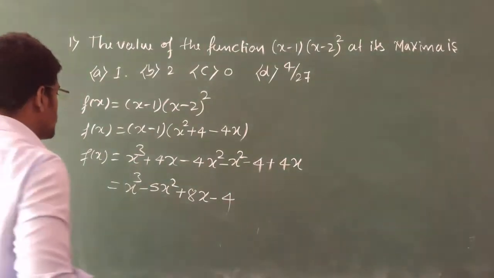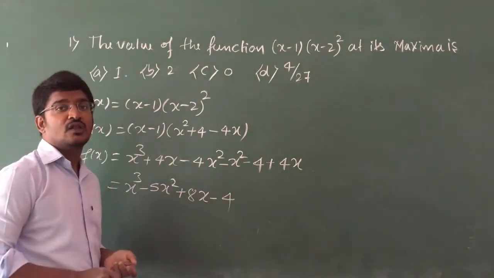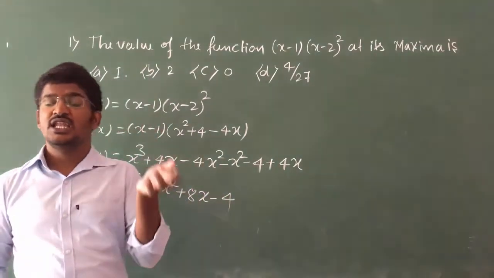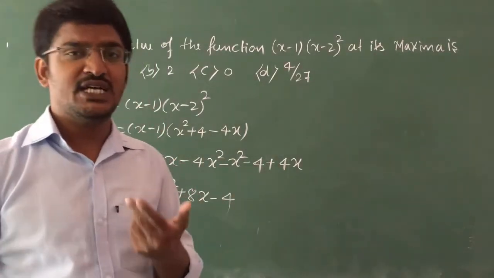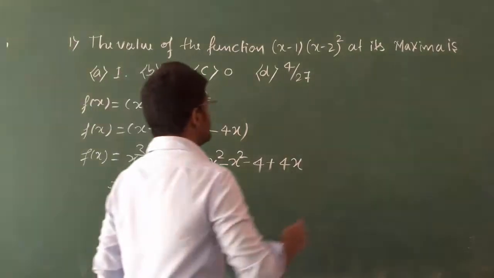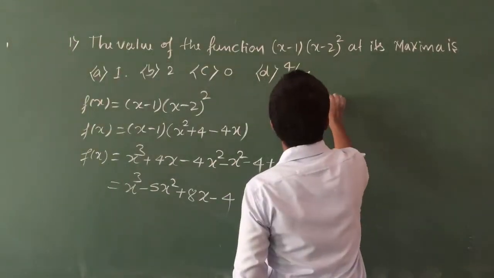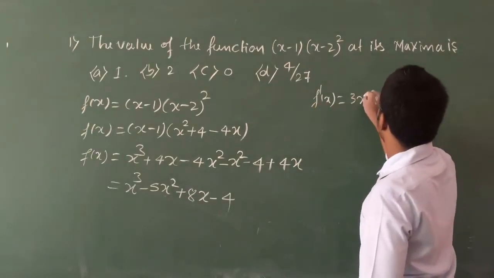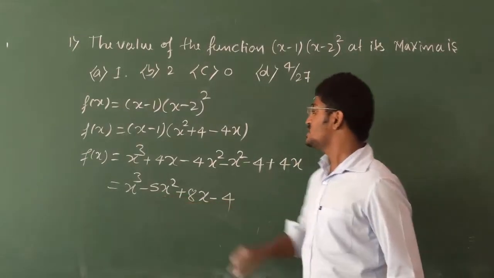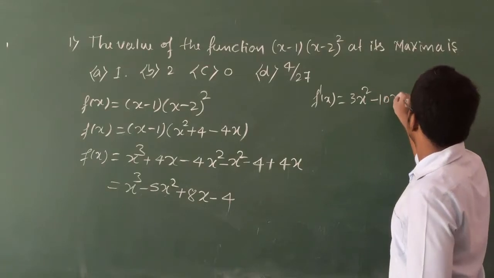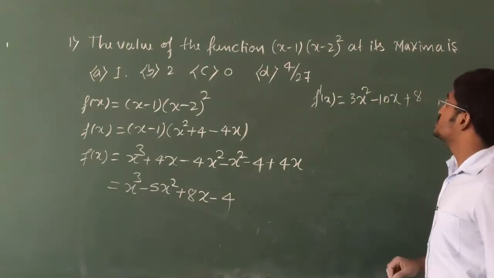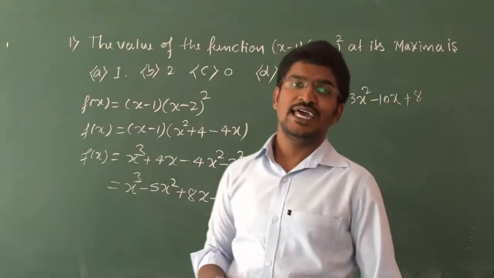Clear? So for that, as I said in the algorithm, you have to calculate f dash of x, then equate it to 0, find the roots. Clear? So f dash of x equal to 3x square minus 10x plus 8. So this is your f dash of x.